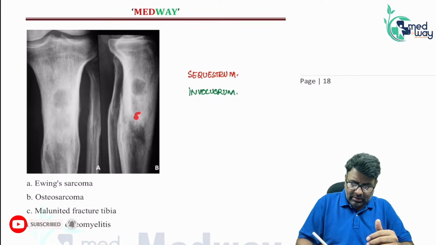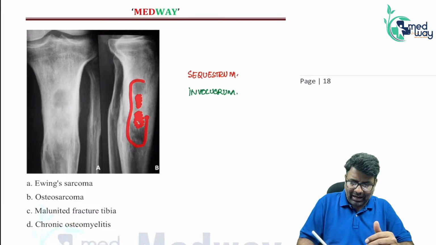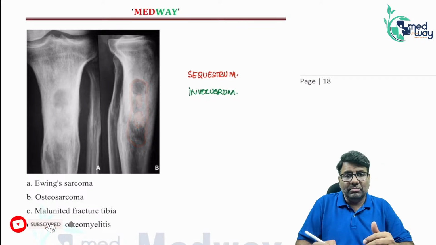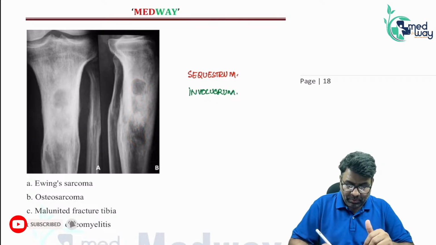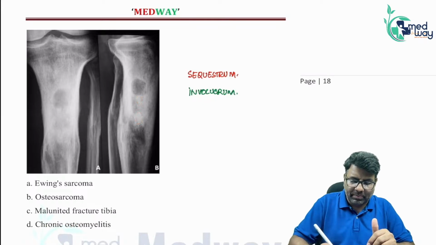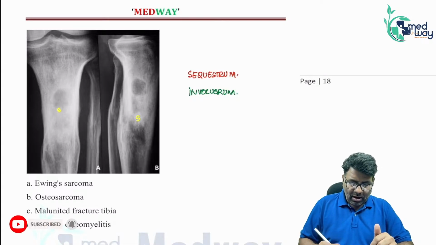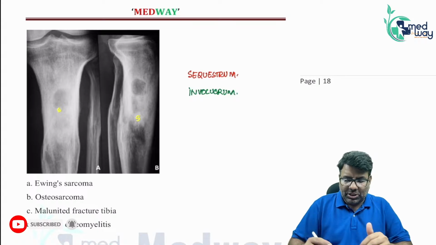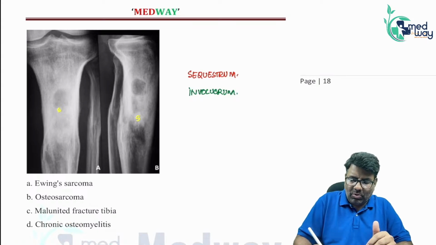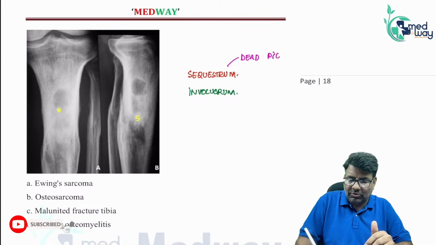Sequestrum is a dead piece of bone which is lying within the infected granulation tissue. This black shadow is all the infected granulation tissue, and within that, the dense white area is all sequestrum. So this is sequestrum. And this is sequestrum here, right? And sequestrum is actually a dead piece of bone lying within the infected granulation tissue. So this is a dead piece of bone.